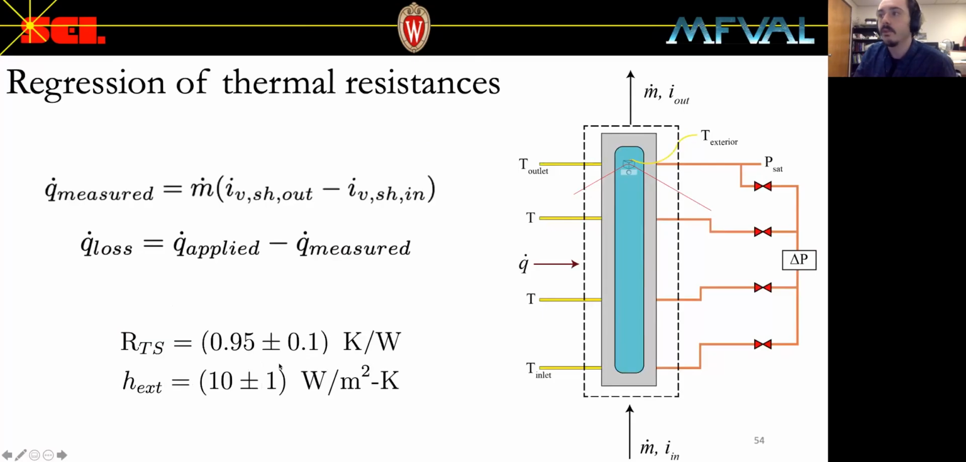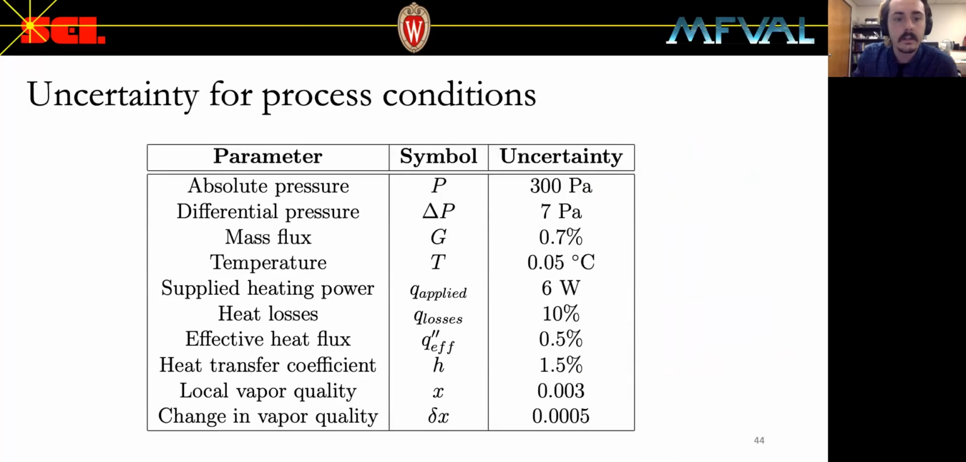However, for two-phase conditions, and this is due to a few reasons, under two-phase conditions, about 99% of our heat input is actually transferred to the working fluid. I see. And so there's very little heat losses during two-phase experiments. And so therefore this makes the actual uncertainty on the heat transfer coefficient and the effective heat flux very, very small. For single-phase conditions, these become large.